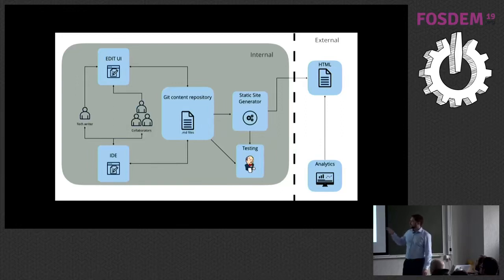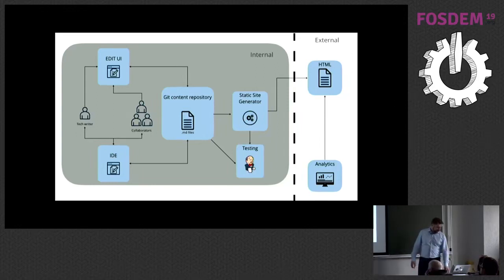And then from the Git repository, we can generate a static website using the generator. We run tests against the source markdown files and also against the result to make sure that it's passing our quality. And actually, we also have plans to introduce more tests and linting that Sven was talking about, but this is probably sometime later this year. And this is all internal. And externally, we can distribute the static website in HTML form, and then also use some sort of analytics to see how this content is being used.